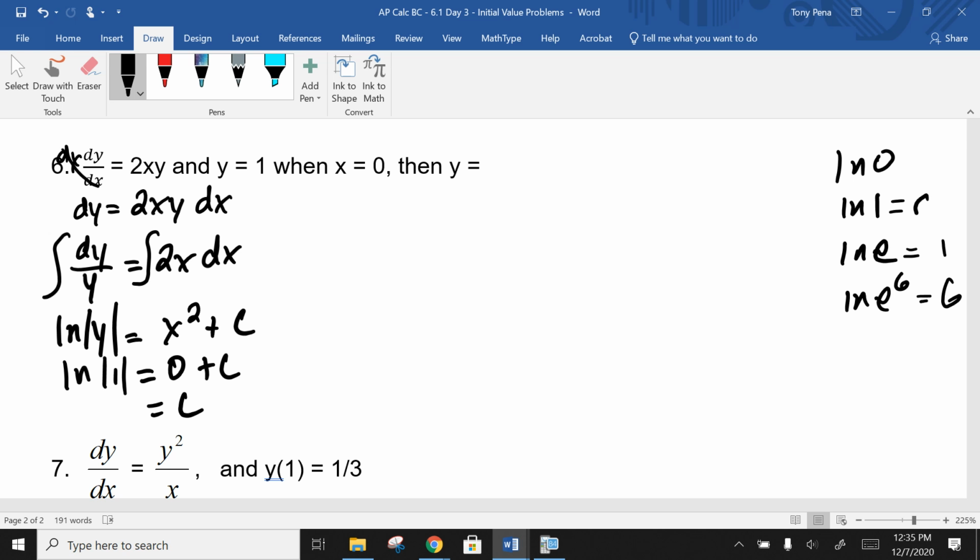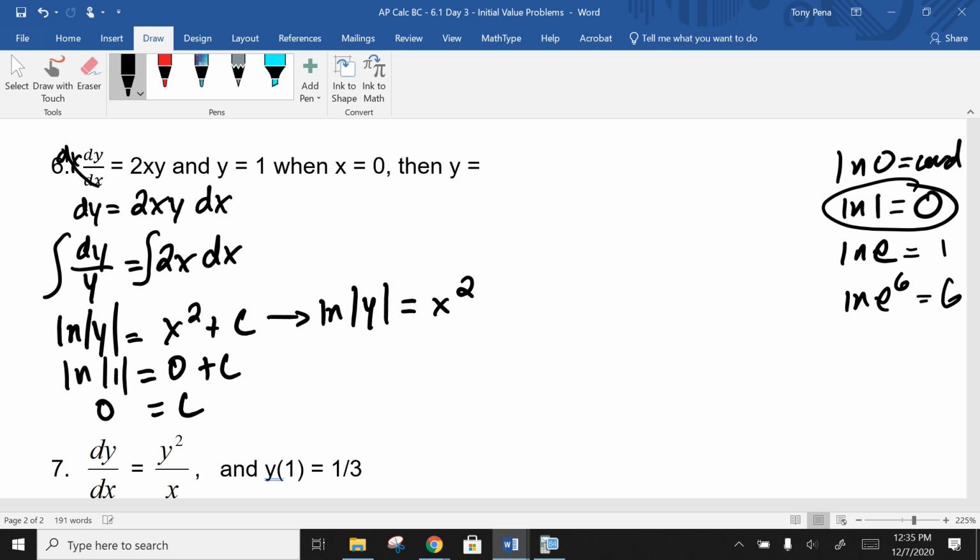That's our 0. The natural log of 0 is undefined. We can't do it. We can only do the natural log of positive numbers. So this is just a 0. So then we can go ahead and rewrite this. The natural log, the absolute value of y, is equal to x squared.